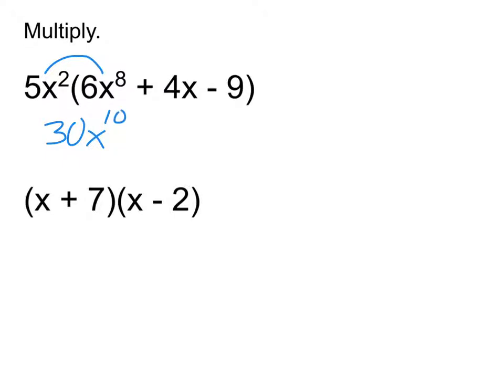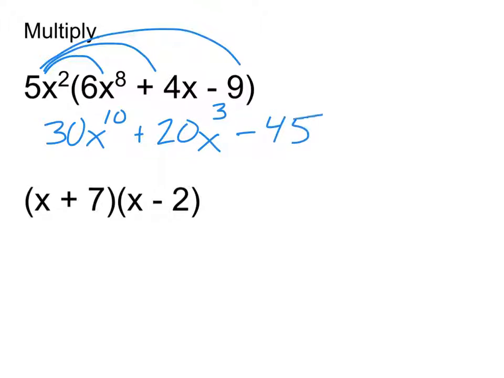Now we repeat the process by going the 5x squared to the 4x. So 5 times 4 gives me 20. And x squared times x, remember this x here is really an x to the power of 1. So it becomes x cubed, because I do the 2 plus the 1. And then I multiply the 5x squared by the minus 9. So it becomes minus 5 times 9 is 45. And the x squared, there's no x with the 9, so it stays in x squared.